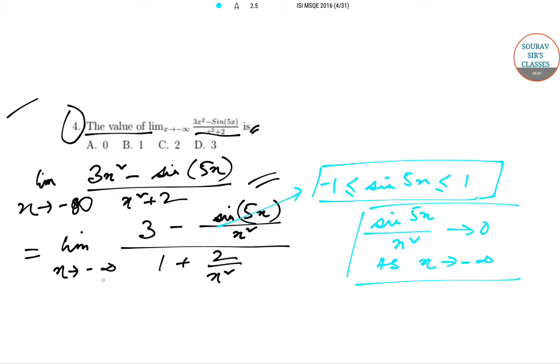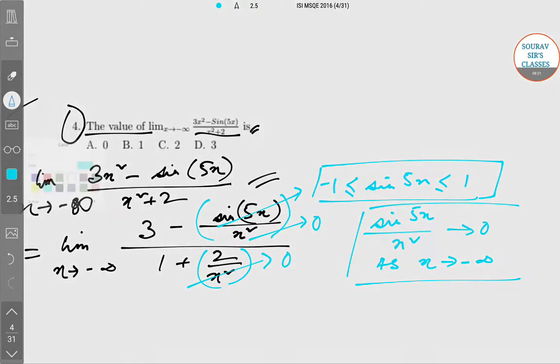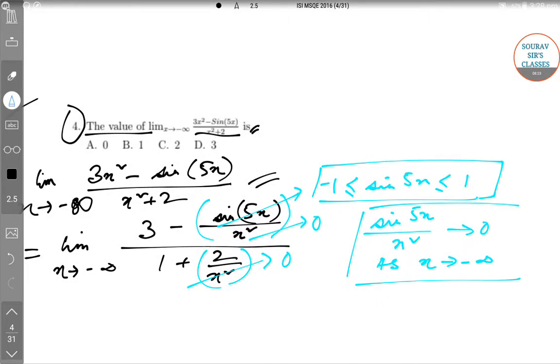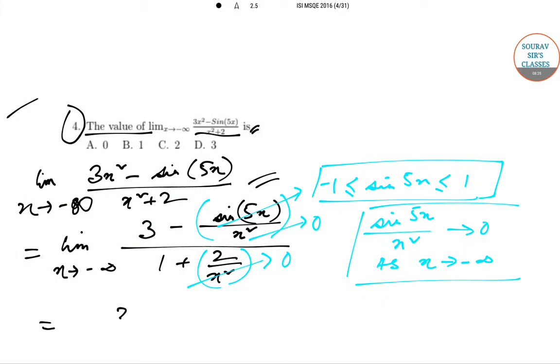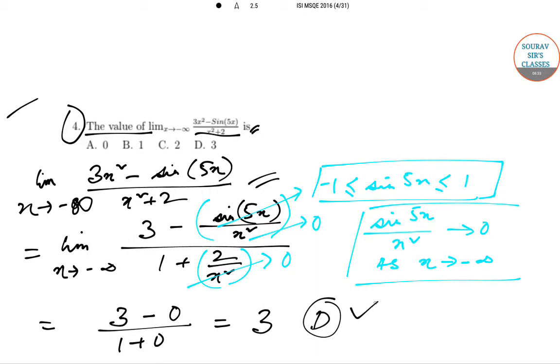So if we put x equal to minus infinity in the limit over here, this entire portion tends to 0 and 2 by x square also tends to 0. So basically we can write the limit in this format. The value that it will take over here is 3 minus 0 upon 1 plus 0, and this is equal to 3, which is the option D.